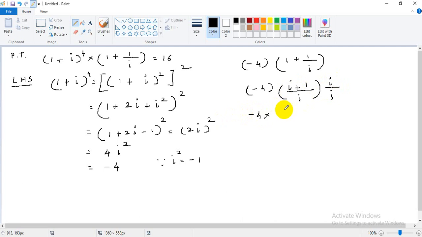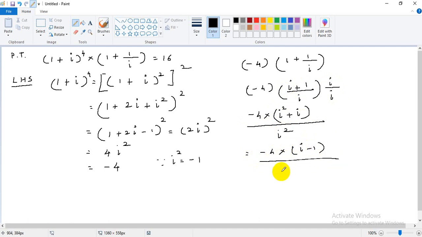So it will be what? It will be i² + i. बघा ना, याचा गुणाकार (i + 1) आणि i चा प्रॉडक्ट म्हणजेच i² + i झालं, आणि डिवायडेड बाय हे i आणि हा i, सो i². But i² is -1 as you know, so it is -4 into (i - 1) आणि अपॉन -1.